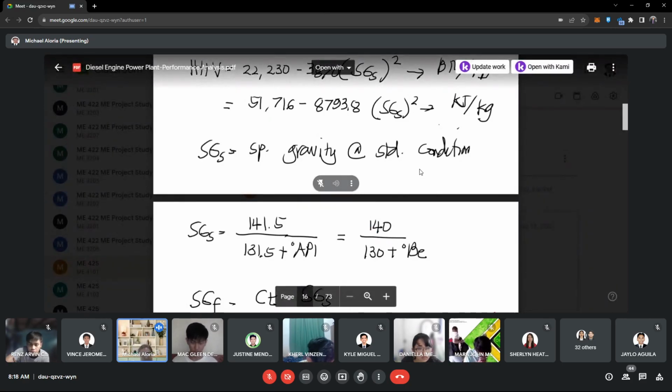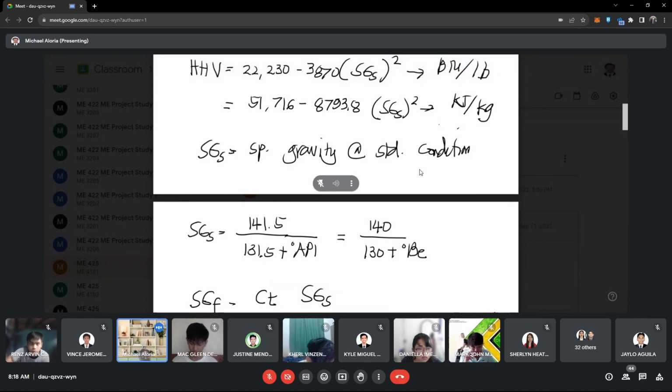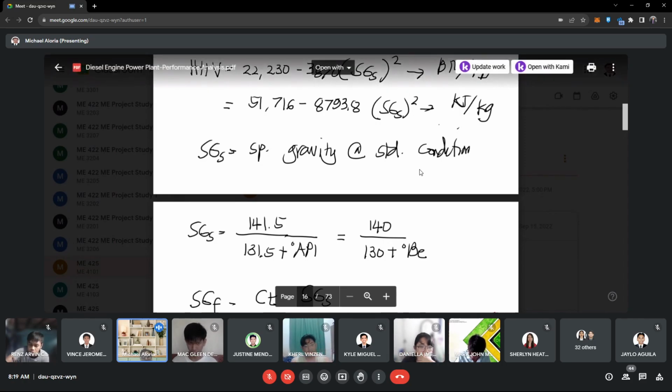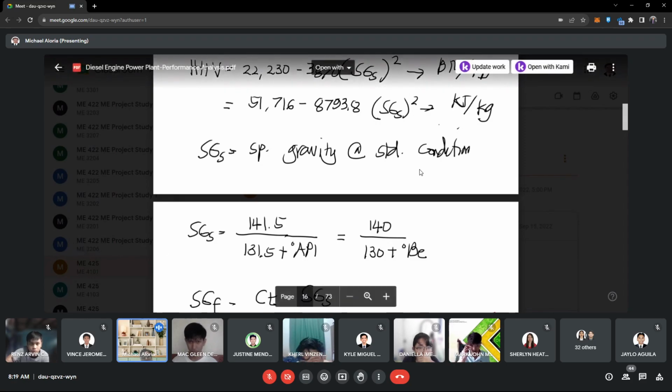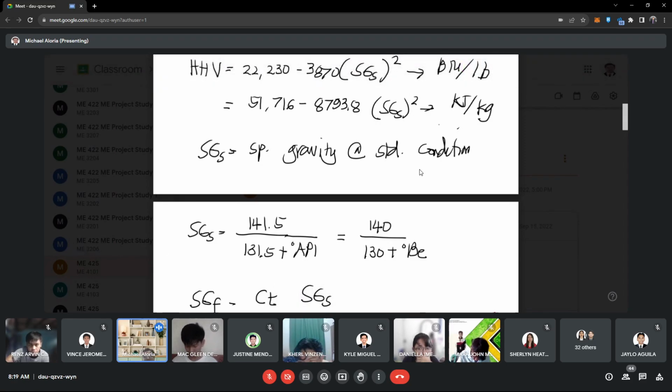So there are two methods. If you are given your degree API, the fuel rating, the API rating, no, American Petroleum Institute. So if you know your degree API of the fuel, then you can use 141.5 over 131.5 plus degree API. However, if you are given your degree Baumé, you can simply compute your SGS as a function of 140 over 130 plus degree Baumé.